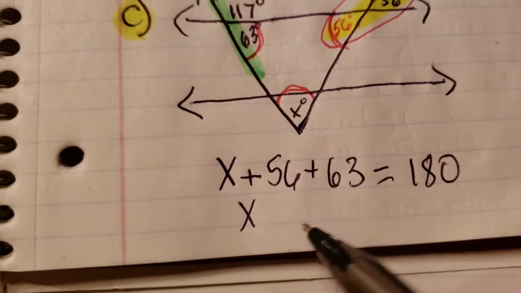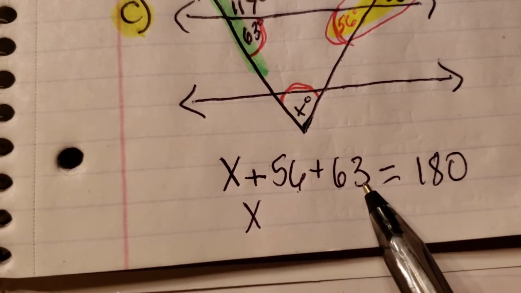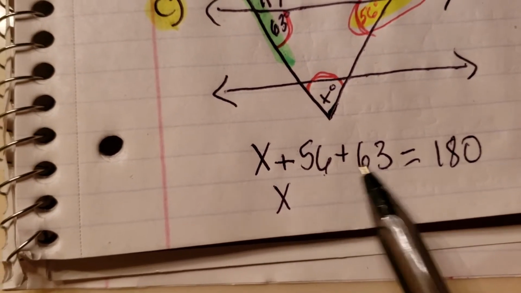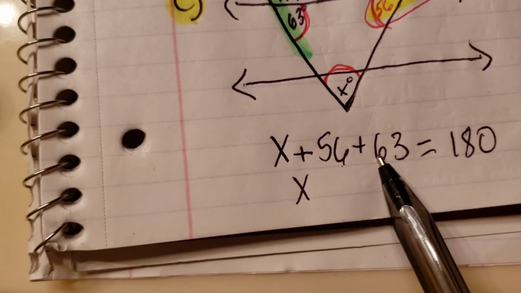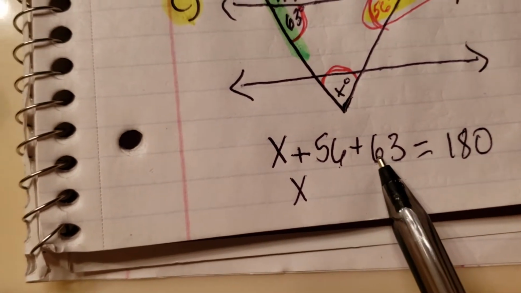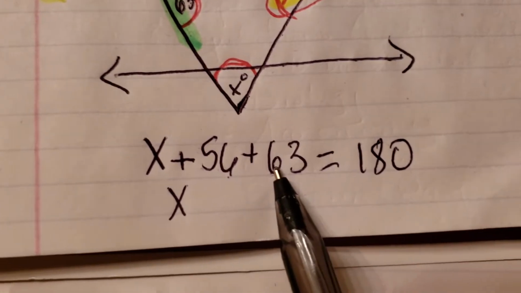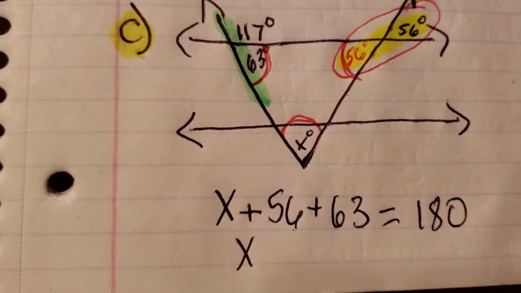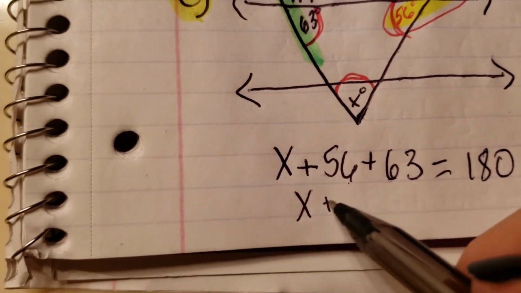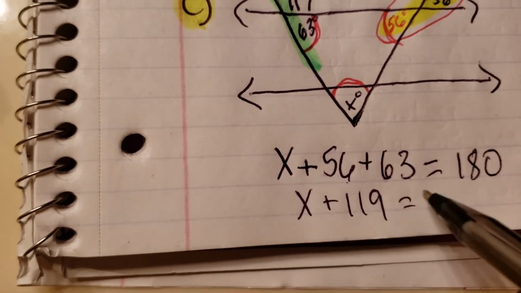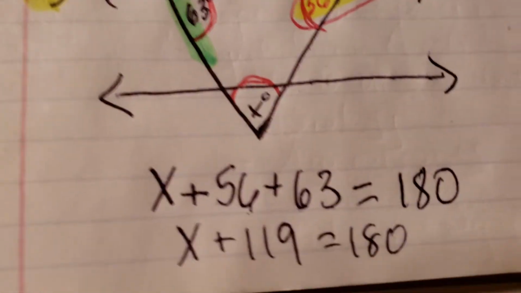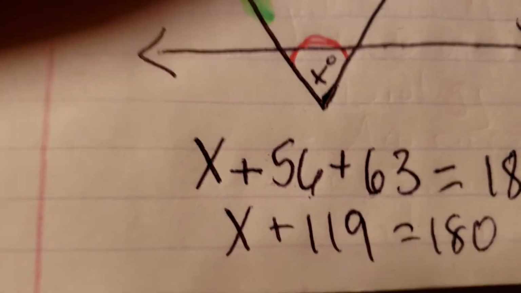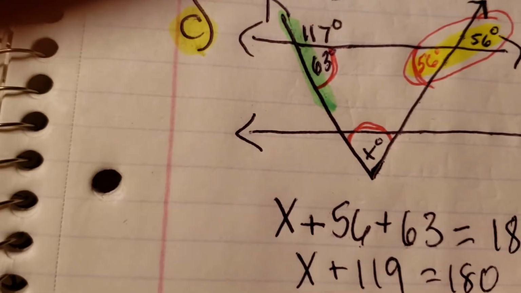So x we're going to bring down. 56 plus 63 is 111. Wait, this would be 111. No, 110, excuse me. Sorry, I'm doing this off the top of my head at night. Okay, help, Kim. 56, 63, there we go. Sometimes you got to line it up. 119, I know you guys probably already had that. Okay, and then bring down our equals 180, okay? And then, of course, we've got to get rid of that 119, so I'm going to subtract it from both sides.